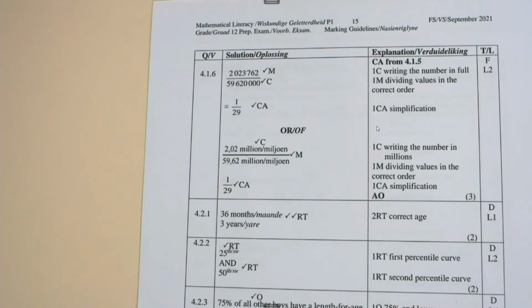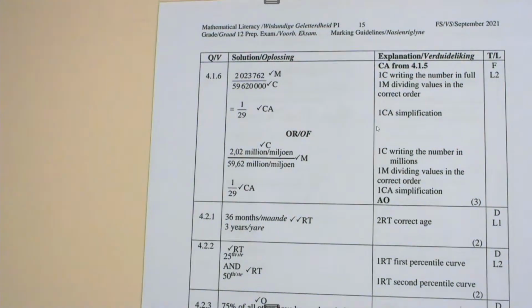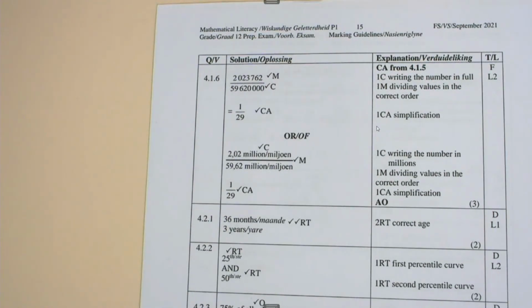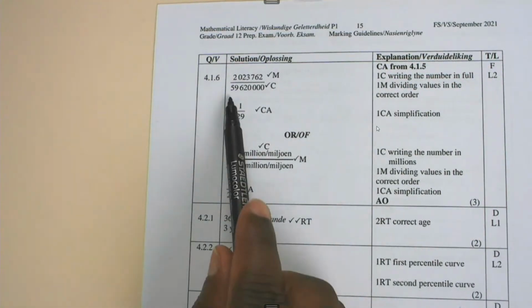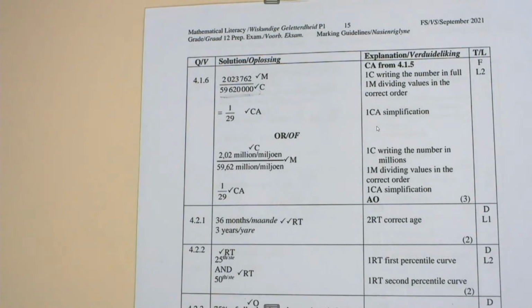Here you see A. Remember, already you have calculated the number of vaccines from 4.1.5. So you see A from 4.1.5. Writing the number in full. Which number? 59. This one. The denominator. Writing the denominator in full. You give 1 mark. Dividing values in the correct order.